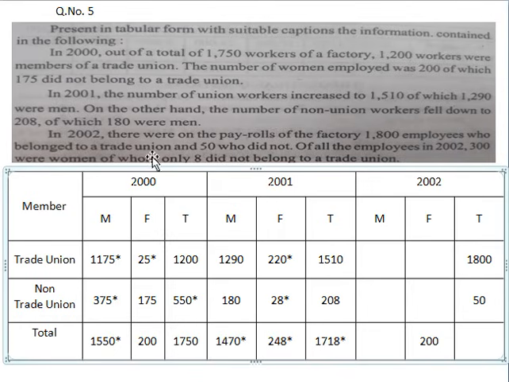If you see, 300, not 200, it is 300. Next, women, of whom 8 did not belong to trade union. Out of this, 8 is not belonging to trade union. So the question is over now.